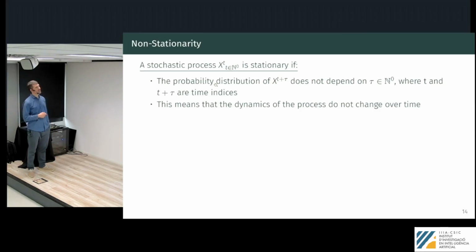Okay, we're looking at a stochastic process. I think probably everyone here knows what a stochastic process is. In this case, it's just a variable that has certain dynamics that change over time where t is a time index. We say that a stochastic process is stationary if the following holds. The probability distribution of this particular variable at that particular time index does not actually depend on the tau, where t and t plus tau are both time indices. So over time, the distribution that defines this random variable does not actually change. That's what we mean by stationary. Okay, so this means that the dynamics of the process do not change over time.